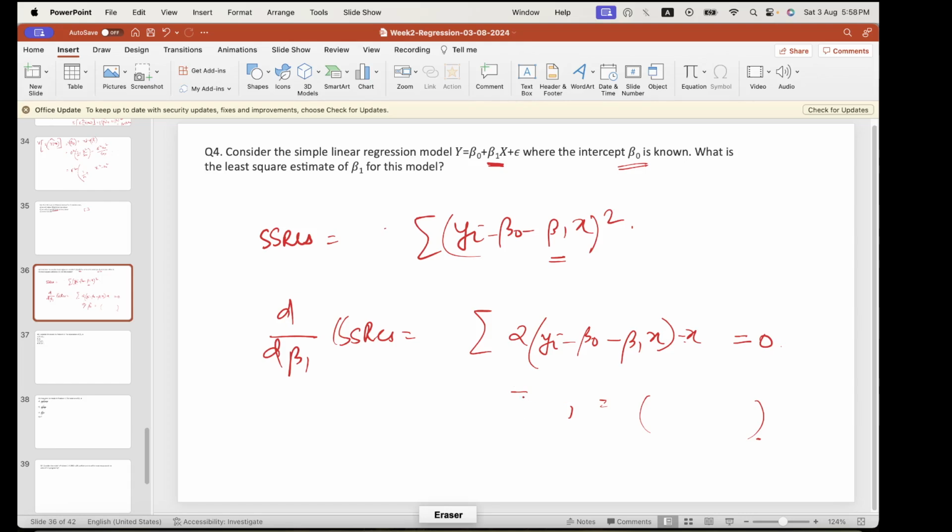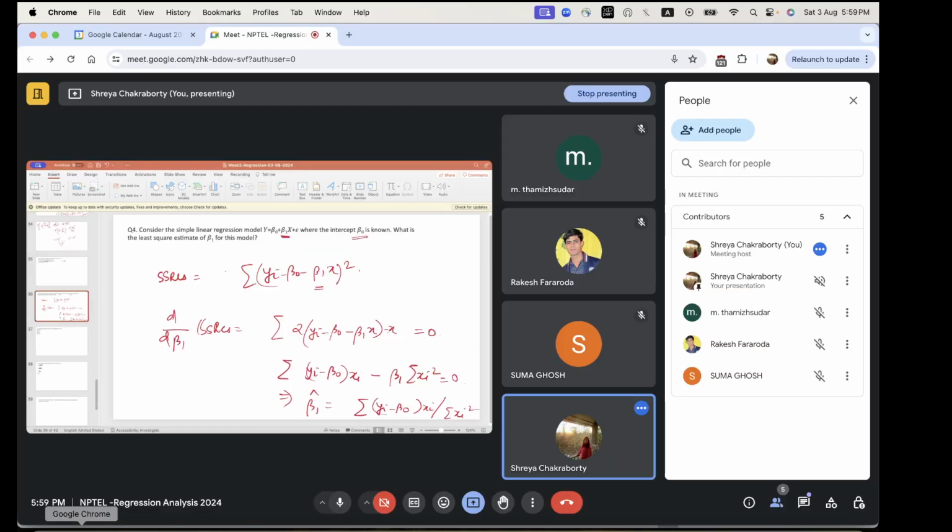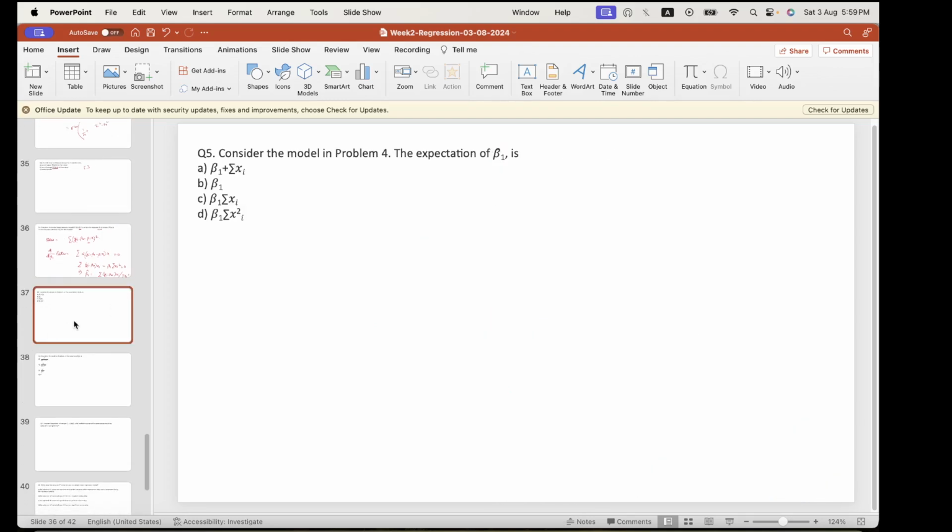So if we solve for this, then we have summation yi minus beta naught into xi minus beta 1 summation xi square equal to 0. So then we'll have beta 1 hat as summation yi minus beta naught xi divided by summation xi square. Since beta naught is known, we do not differentiate with respect to beta naught. Is this okay? Alright, now we'll move on to the next one.